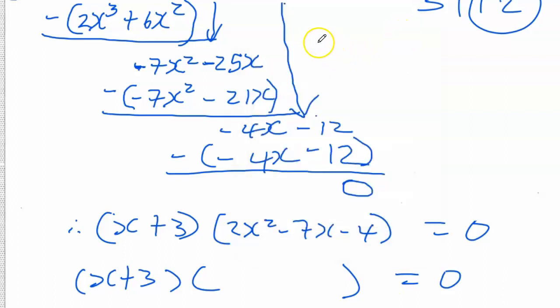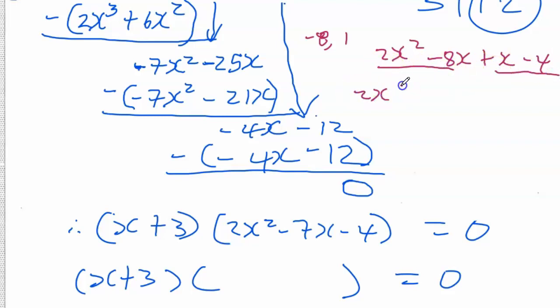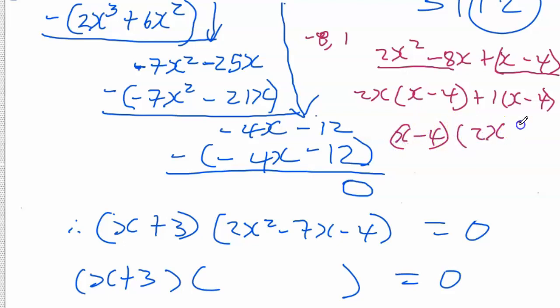So these two numbers would be what now? Minus 8 and positive 1, right? These two numbers multiply to give AC, which is minus 8, and add to give the middle term here, minus 7. So we can rewrite this as 2x squared minus 8x plus 1x minus 4. If we factor by grouping, we end up with 2x into x minus 4, and same here, factor out 1 into x minus 4. So the factors would be x minus 4 and 2x plus 1.